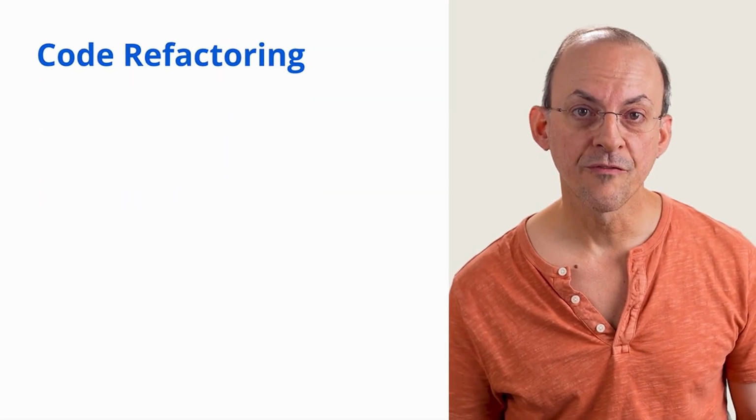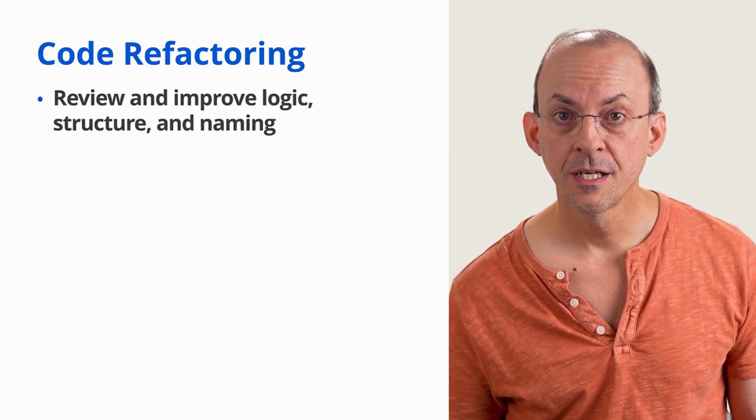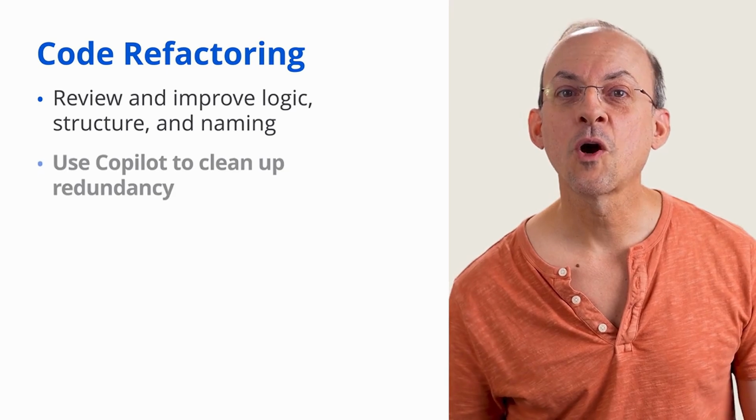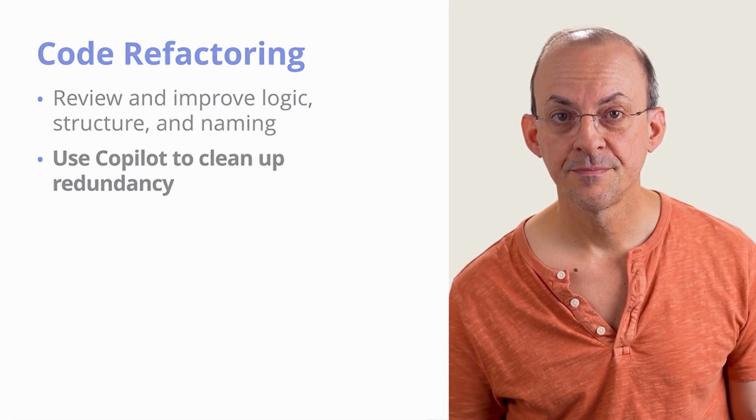Then you'll move on to code refactoring. You'll review and refactor your code to reduce repeated logic, unclear code, or method naming. This is where Copilot shines, helping to clean up redundancy or streamline inefficient code.